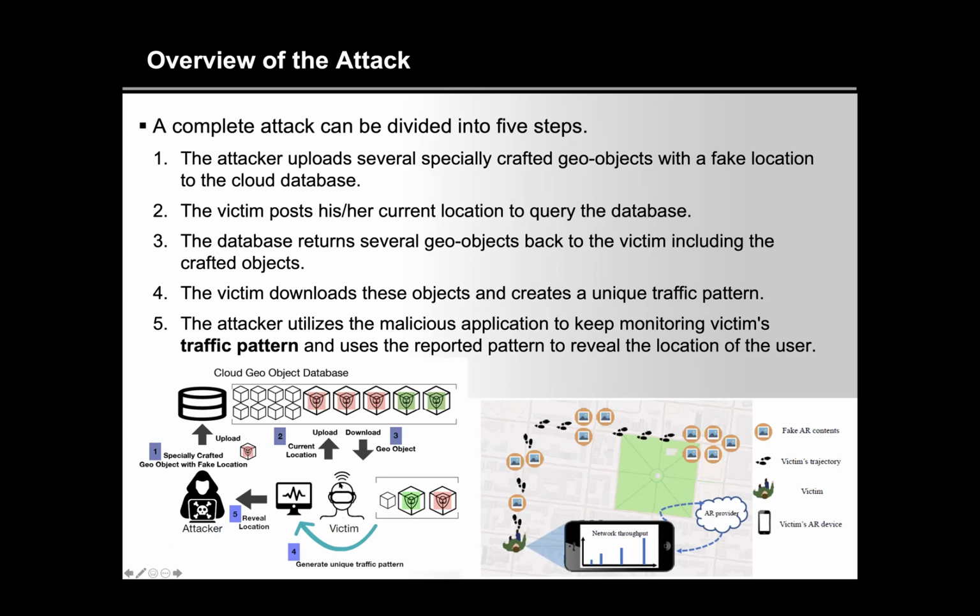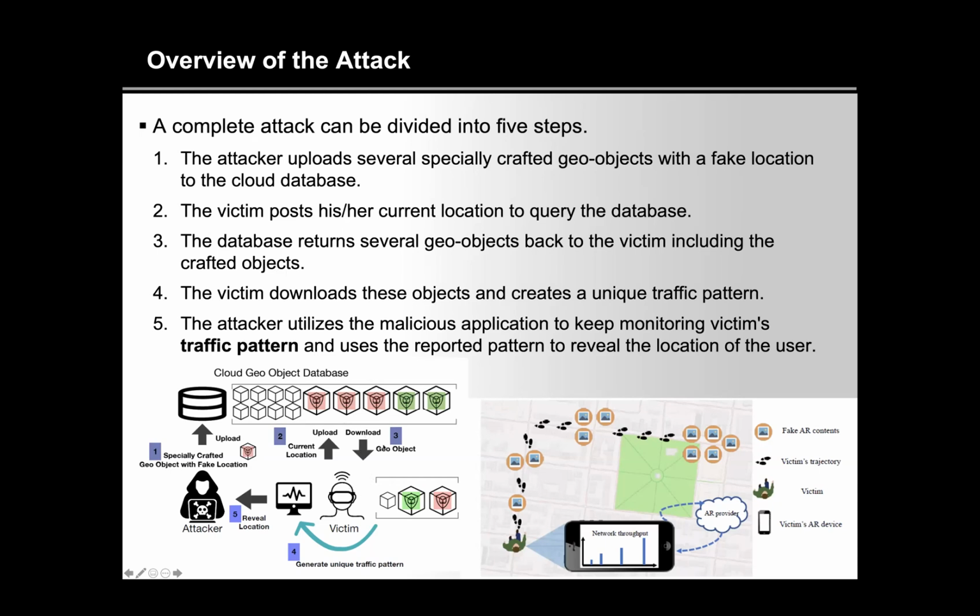Then on the other side, in step 2, the victim posts his or her current location to the database. This actually happens automatically, just like when we use Pokemon Go or other geolocation-related apps. Then in the third step, the database returns several geo objects back to the victim, including the crafted objects. The green one is the one that's supposed to be here, and the red one is the attacker's malicious content. Both of them will be downloaded to the victim's device.